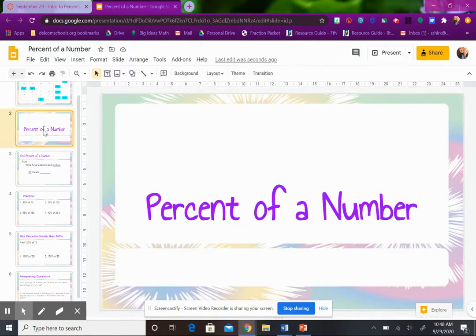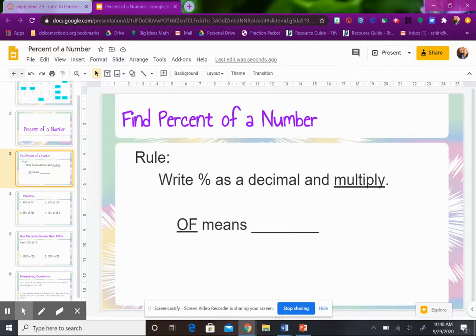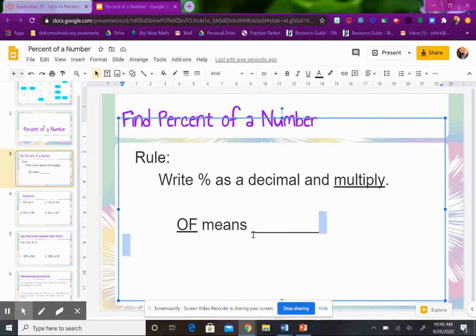We're going to begin with percent of a number. So we're going to start with a percentage. Let's say 50%, and we'll find 50% of a certain or specific number. Going to our rule page: write the percent as a decimal and multiply. Of means multiply. So I'm going to delete these lines and write multiply.